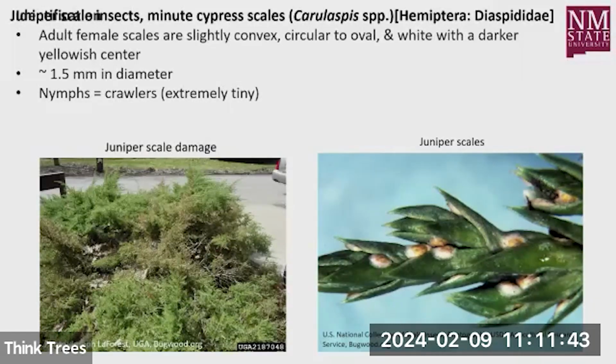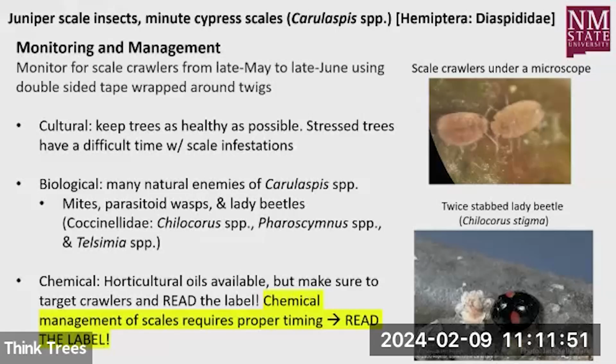But right here, if we look, you can see some of this damage from them. And then if you look closer, you can see these, and that's the scale. So monitoring and managing scales, for a lot of scales, it tends to be late May and late June. Some are in the fall as well. But for these particular ones, you want to just look for them. You can also use double-sided tape and wrap it around the twigs.